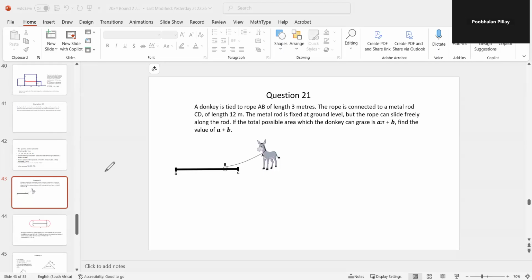So the next problem that we are going to tackle is question 21. And here the problem is as follows. A donkey is tied to a rope AB of length 3 meters. So here you have your donkey, very nice picture, and the rope AB is attached to it, and the length of the rope is 3 meters.